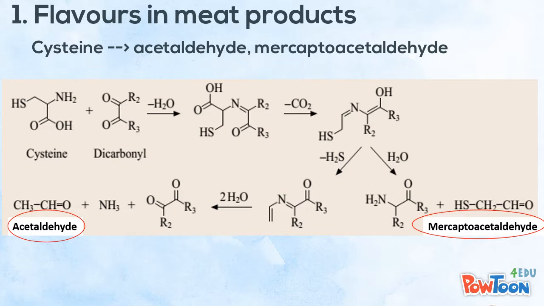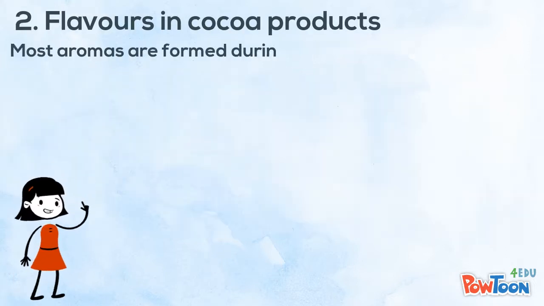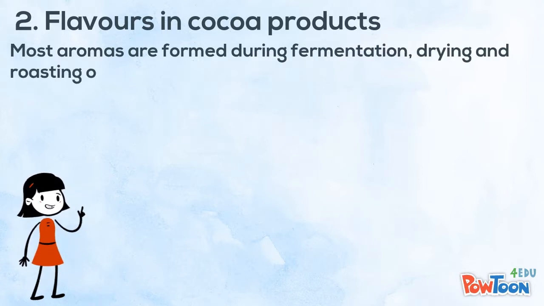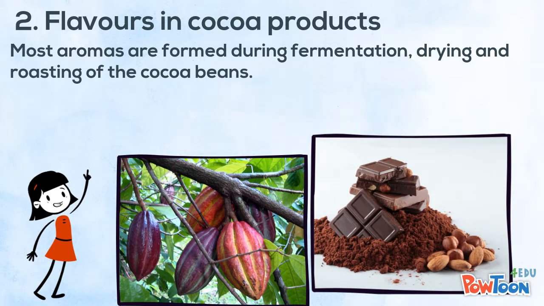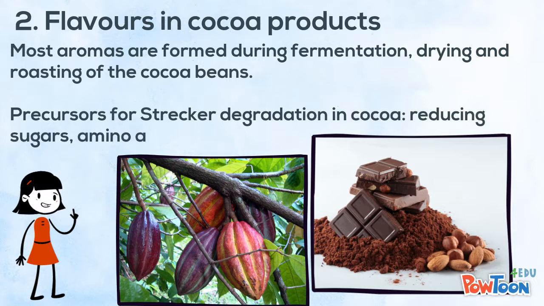acetaldehyde, and mercaptoacetaldehyde. The flavors of cocoa products are affected by different factors such as genetics and growing conditions, and processing stages including fermentation, drying, and roasting. Cocoa is a source of Strecker degradation with the reducing sugars, amino acids, and flavonoids.